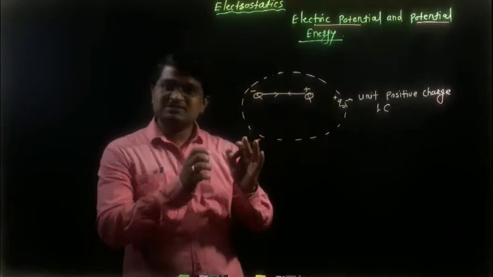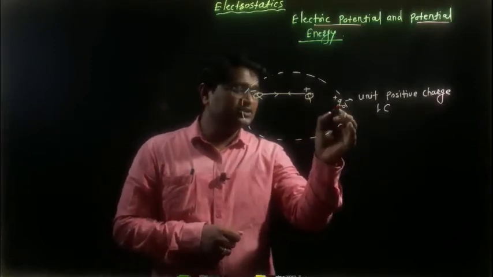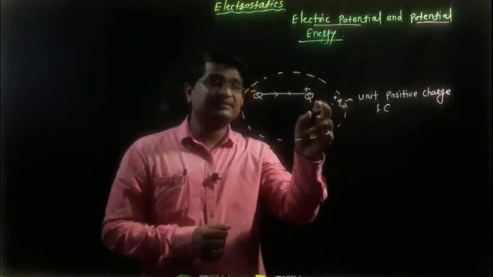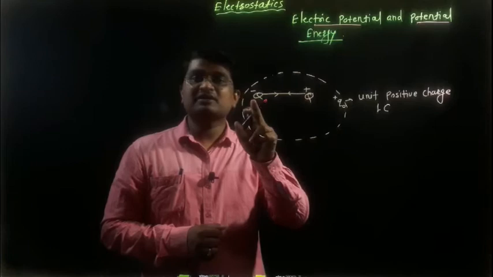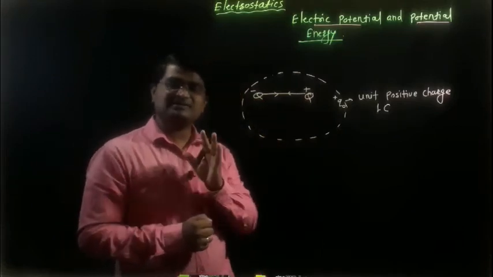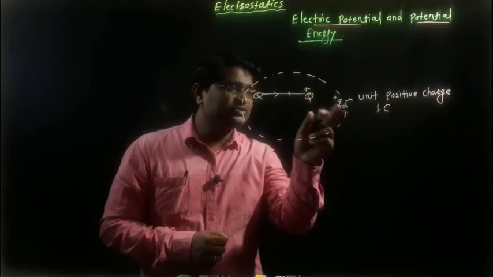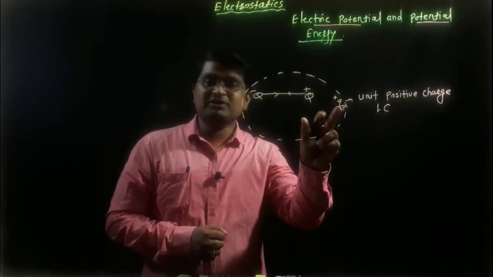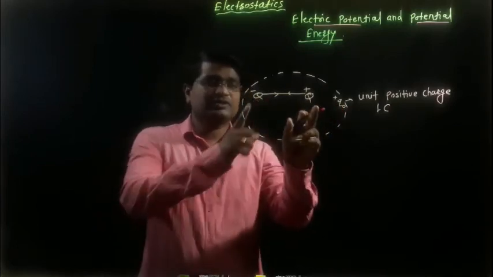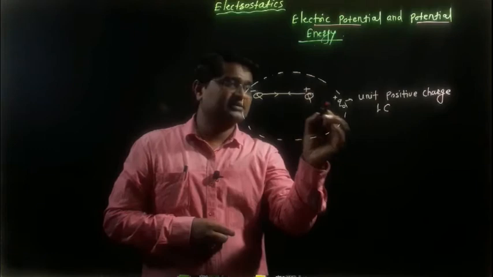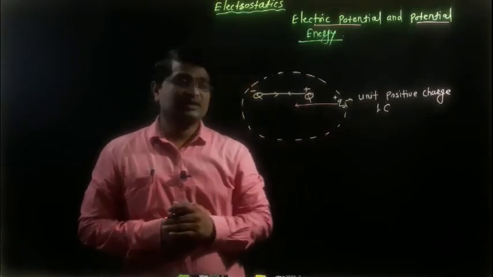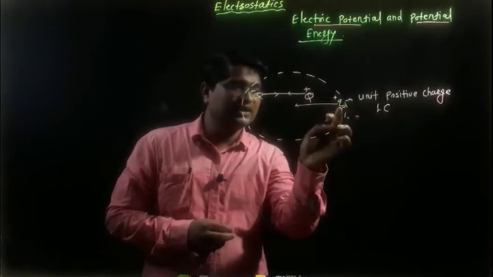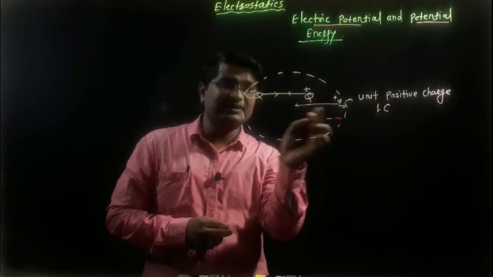The concept here is that when the unit positive charge is present in the given system, it interacts with both the positive and the negative charge. It is a very simple and easy concept. When the unit positive charge interacts with the positive charge, it will be repelled. When it interacts with the negative charge, negative and positive simply attract, so it will move towards it. When the unit positive charge moves towards the negative charge, it will be attracted.